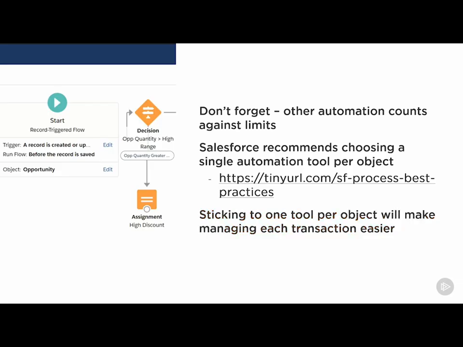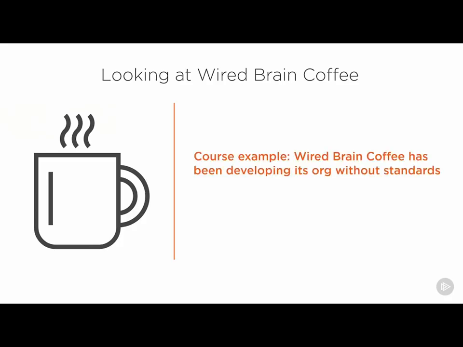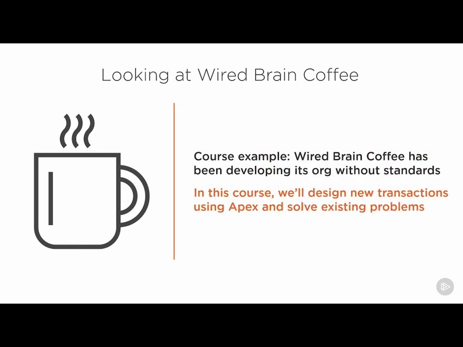Don't worry, by the way, about seeing exactly what I'm talking about here. We're going to dig into examples like this in this course. I'll show you WiredBrain Coffee's Salesforce org, which has been put together in a rush of developer and admin activity without much oversight or technical standards to speak of. We'll design new transactions and solve existing problems. With that, let's get the WiredBrain Coffee metadata into your developer org by using the point-and-click installer for the course in the next clip.